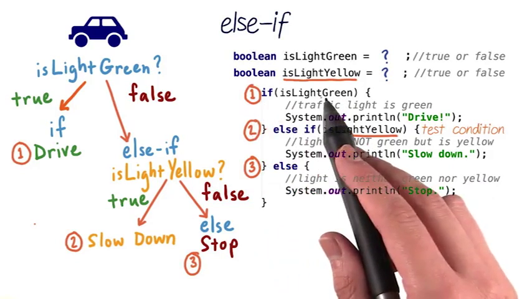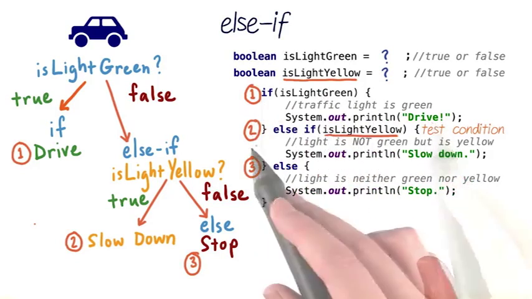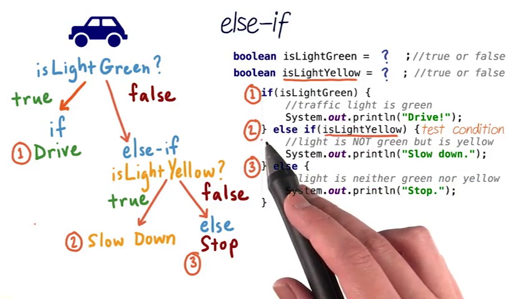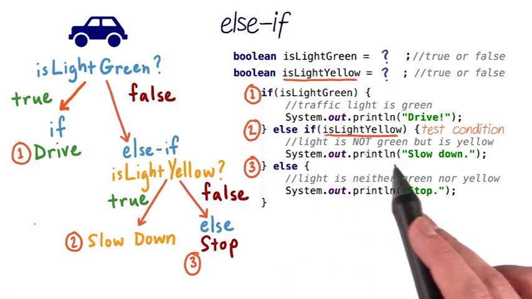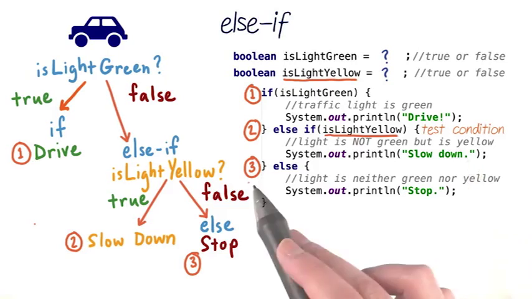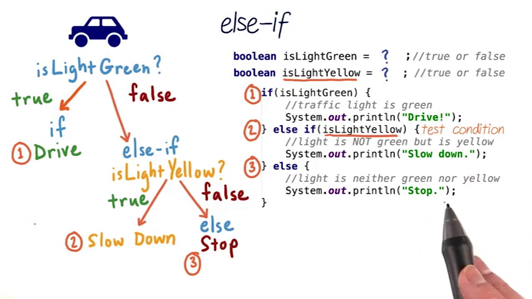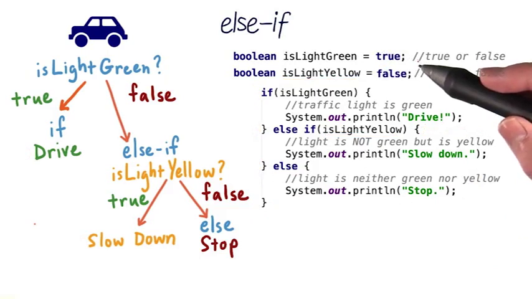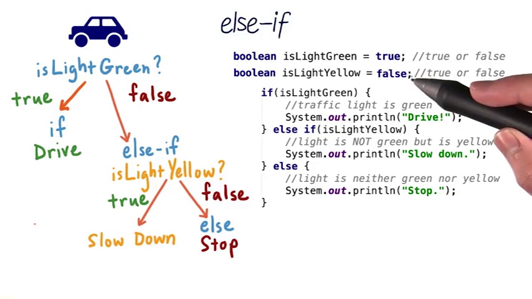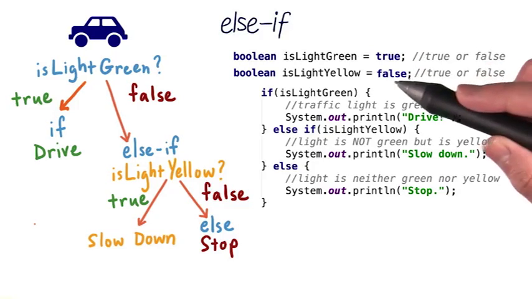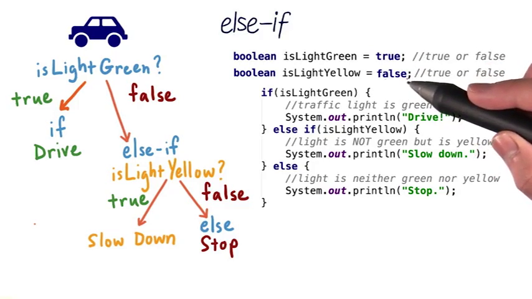1. If the light is green, this prints drive. 2. Otherwise, if the light is not green but it is yellow, this will print out slow down. And 3. If none of those conditions are met, this prints out stop. So let's try this out. First, let's consider what happens if isLightGreen is true and isLightYellow is false. And in this case, the value of isLightYellow won't matter, and we'll see why that is in a moment.